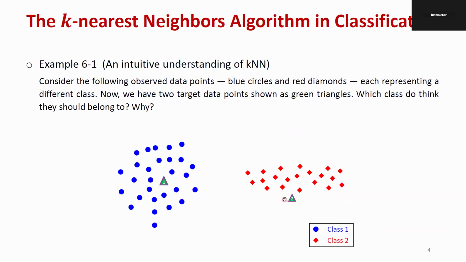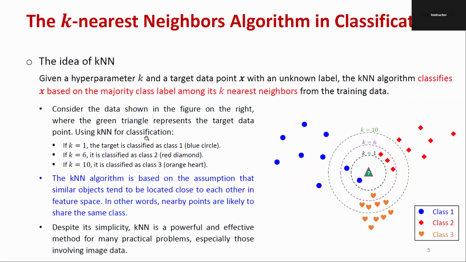You're absolutely correct. And this is exactly the meaning of KNN, which is K nearest neighbor. Formally, we're going to say, given a hyperparameter K, still remember hyperparameter, what did we use to determine the hyperparameter?